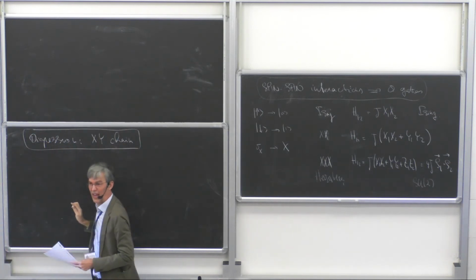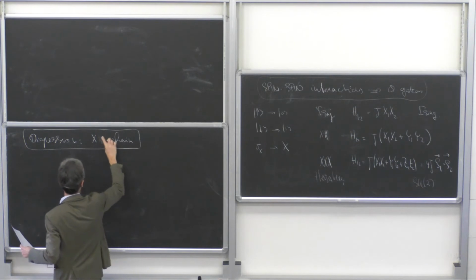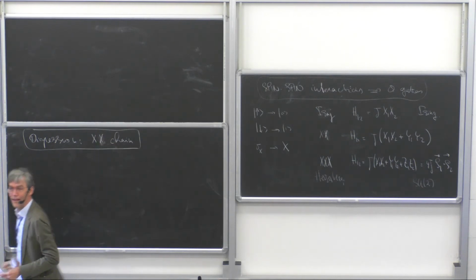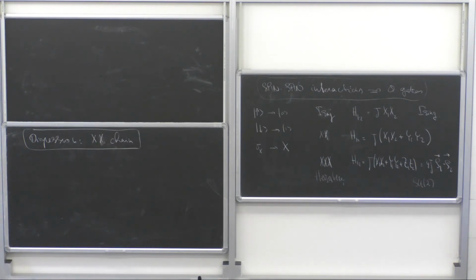I get beautiful XX chain. Question? No, I have a question, then maybe there are some others. So it would be possible to construct, for instance, the Heisenberg Hamiltonian just by using some Ising Hamiltonian in this scheme?